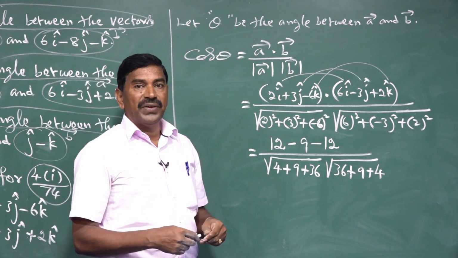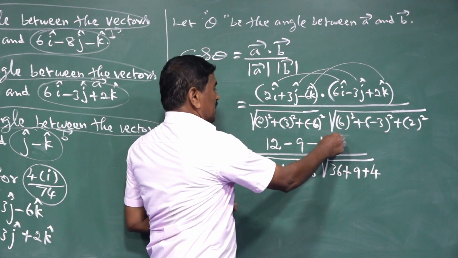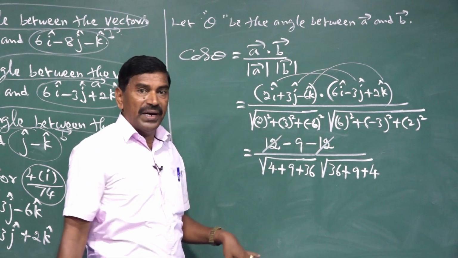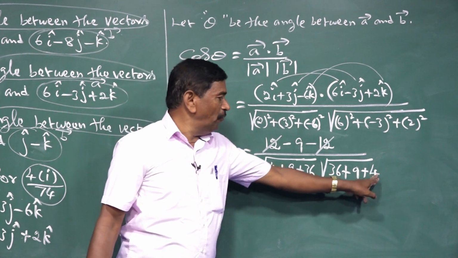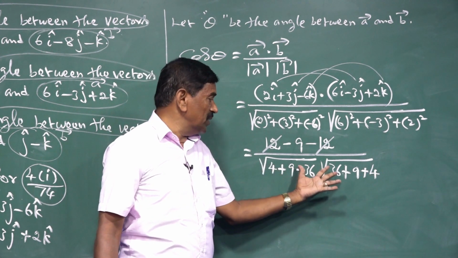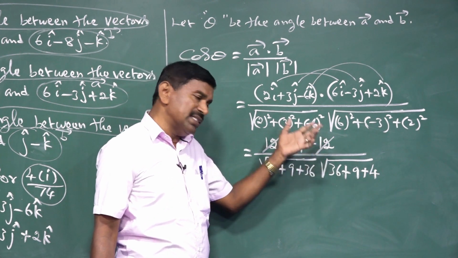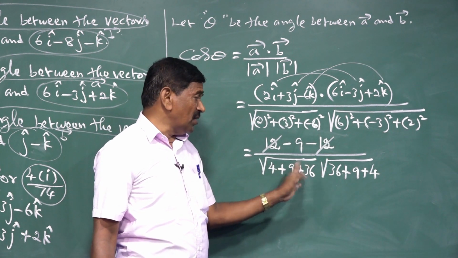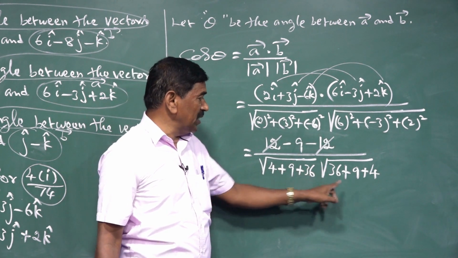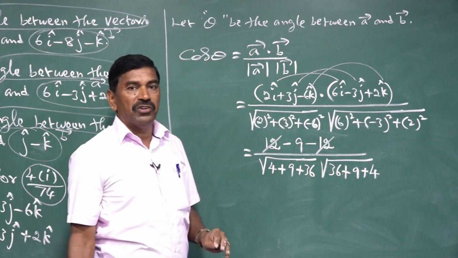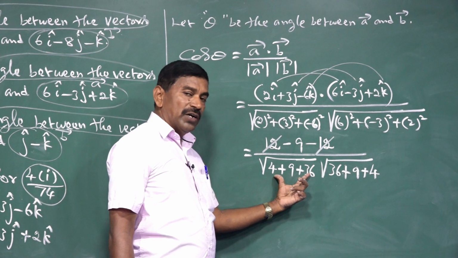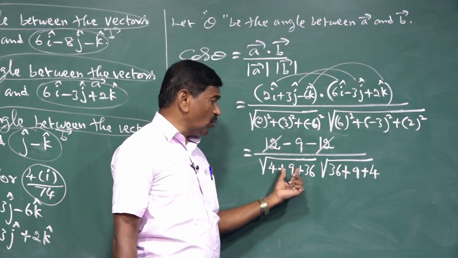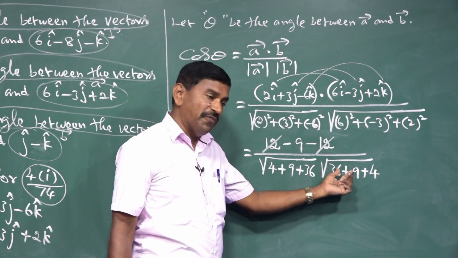What is the numerator simplification? Very good. Minus 12 plus 12 cancel. Come to the denominator, 4, 9, 36. These two roots are the same, because the numbers are repeated. Okay, can you tell me what is the total? Very good. 36 plus 4 is 40, 40 plus 9 is 49. That is the square root of 49 plus the square root of 49.